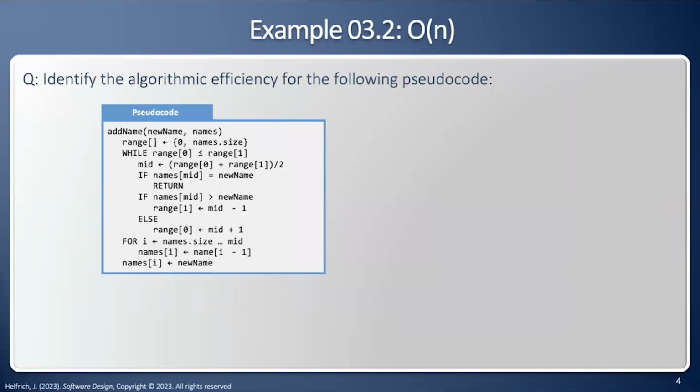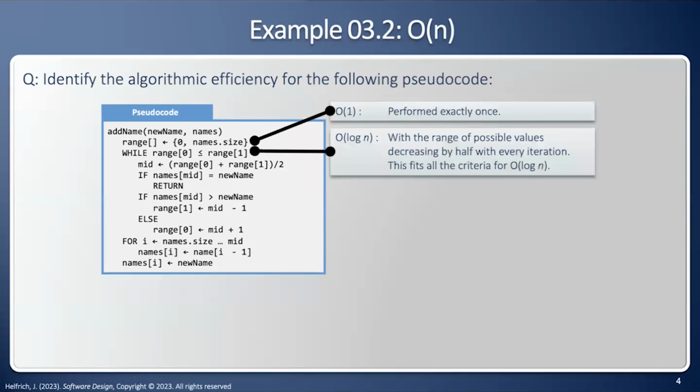All right, let's take a look at another example. This example is pseudocode. What we want to do is add a name into a sorted list. We've got to find the right spot where the name goes and then insert it into the correct spot. So we'll start here, this line, and we're going to create a tuple with a minimum and maximum value, and this is performed exactly once.